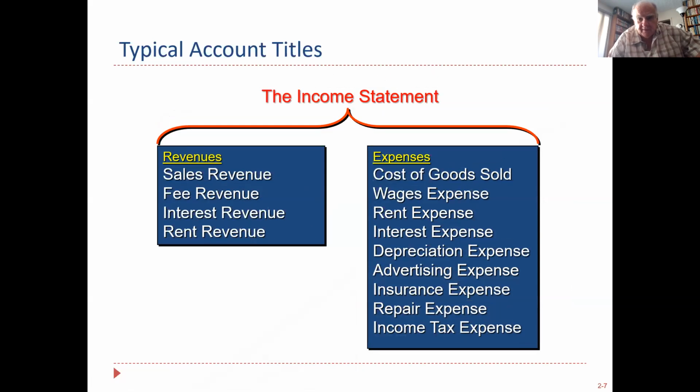The income statement, sales minus expenses, like we did in chapter 1. Sales, fees perhaps, interest revenue, rent, you can have all kinds of different things. We have the normal expenses, salaries and wages, rent, depreciation, advertising. I'm going to call your attention to cost of goods sold. You're going to be hearing this one throughout the course. Cost of goods sold is simply what you paid for the item you just sold.